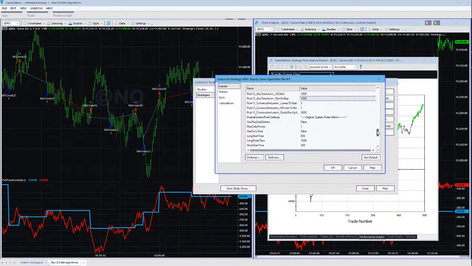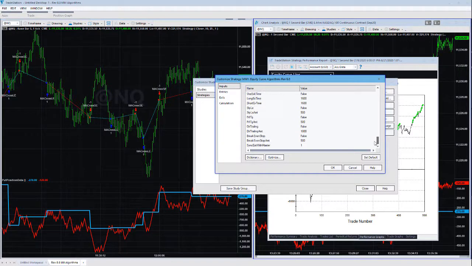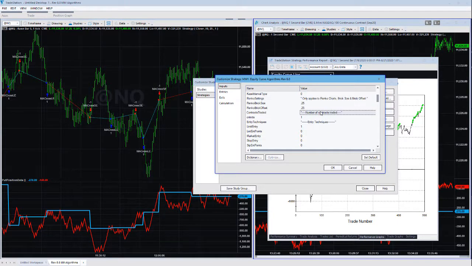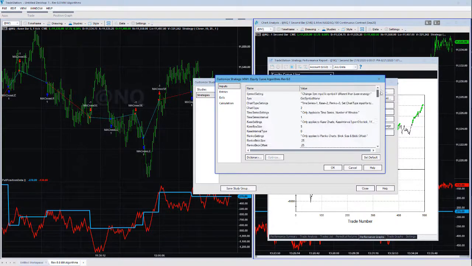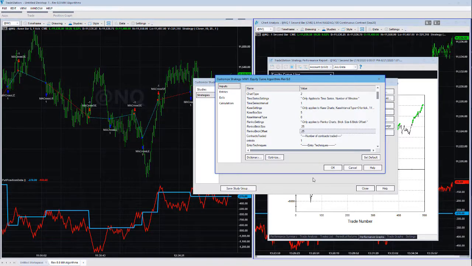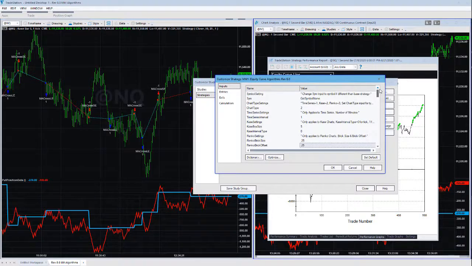So we've set all these other inputs to false except sync exit with the master. And so that's the list of the money management algorithms. They're all the same. All these rules are the same from number of contracts traded down. The main inputs that change are these, from symbol settings to the Renko brick offset, because it indicates which type of bars you're using if you want to use custom bars.